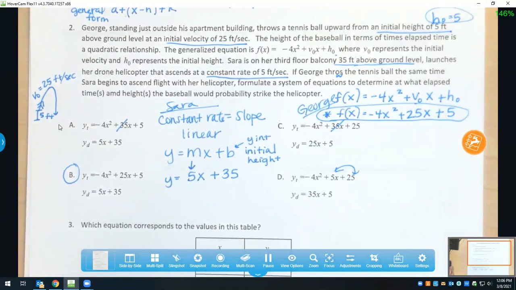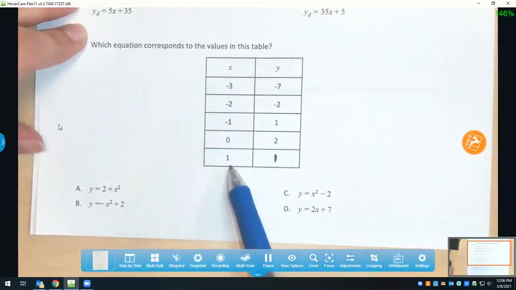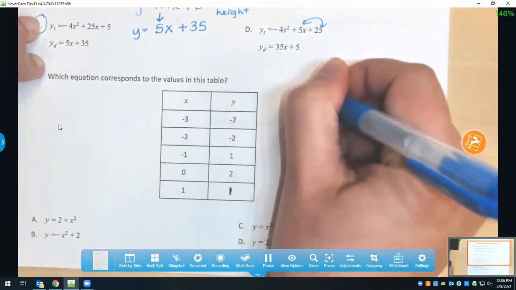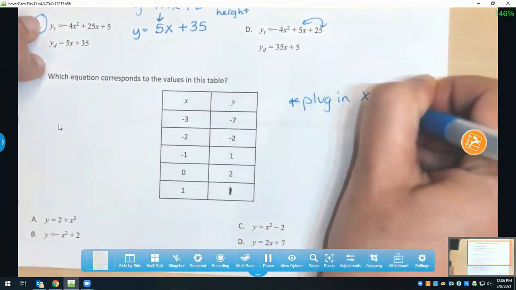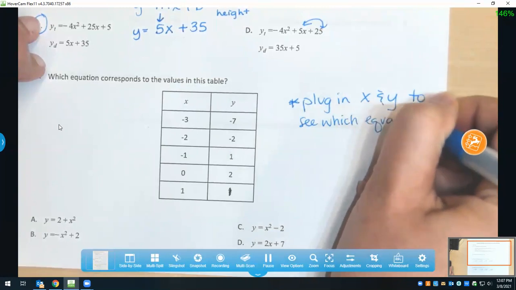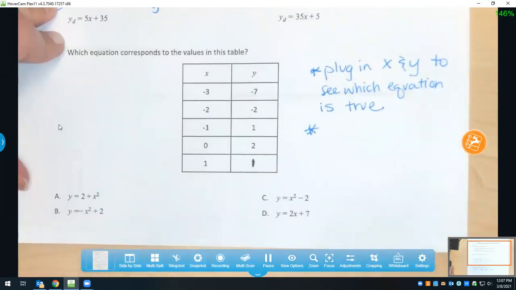Anything? No? All right, so I want y'all to think about this one for a second. What could you do on this one? Which equation corresponds to the values in this table? What could you do? Yeah, you could plug in your x and y to see which equation is true, right? What's another way to do it? Because that'll work. We can do that. What else could you do?